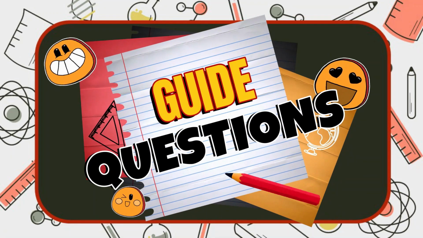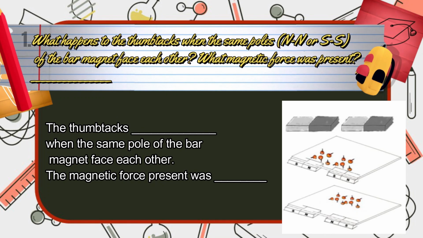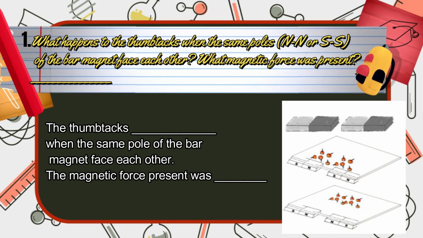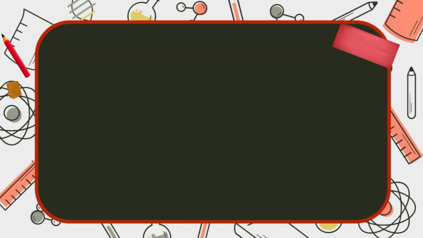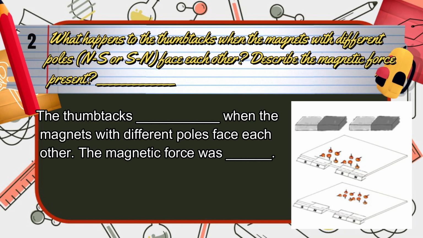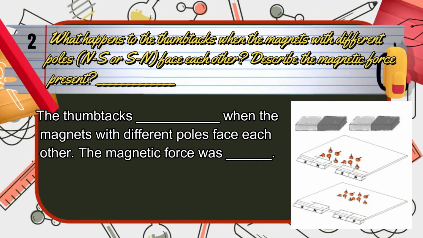Guide questions. Number 1. What happens to the thumbtacks when the same poles, north to north or south to south, of the bar magnets face each other? What magnetic force was present? Number 2. What happens to the thumbtacks when the magnets with different poles, north to south or south to north, face each other? Describe the magnetic force present.